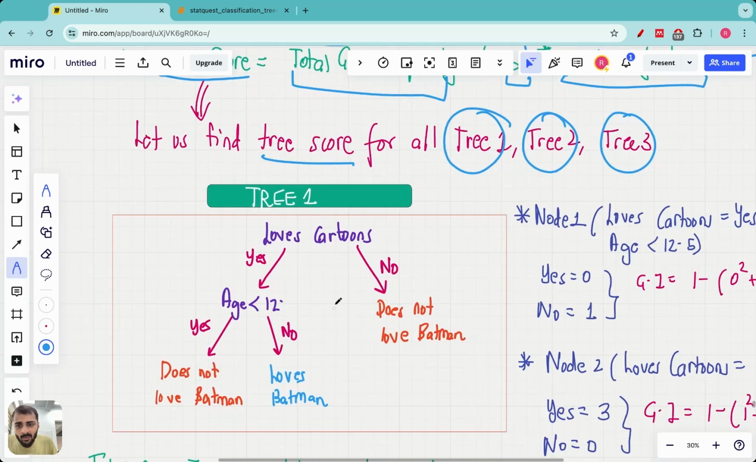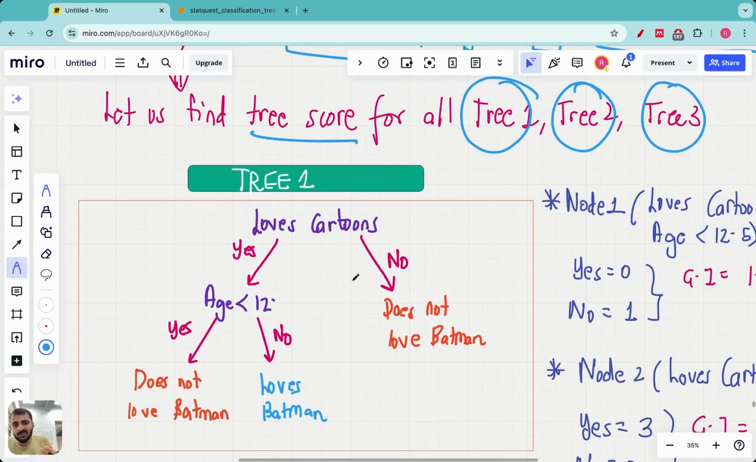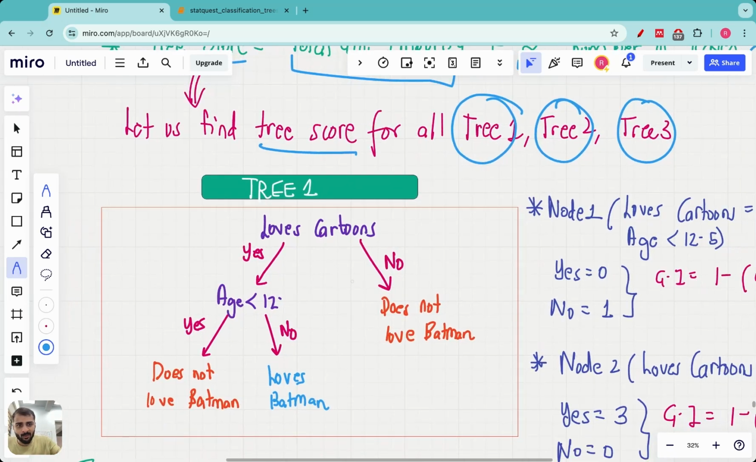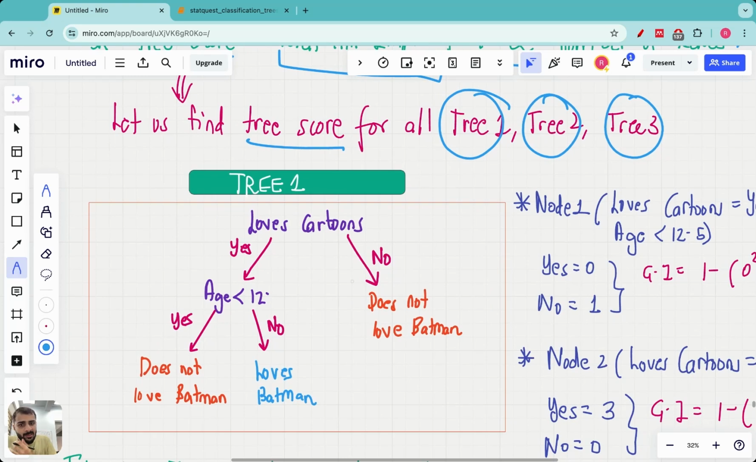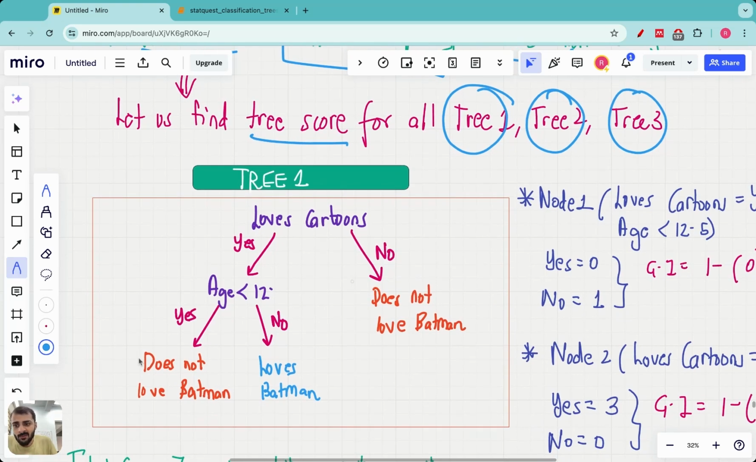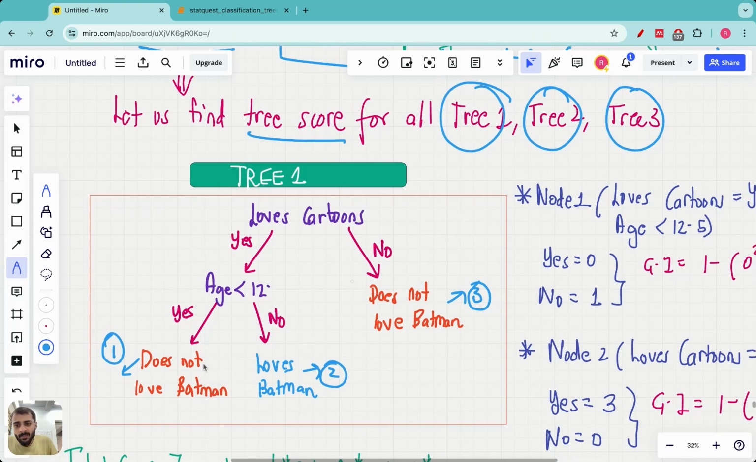So let's compute that. First we are only going to look at tree number 1. This is the optimized decision tree which gives 100% training accuracy. You can check that based on the training data. So to calculate the total Gini impurity, what we have to do is look at the nodes. So this is node number 1, this is node number 2 and this is node number 3, and we have to add the Gini impurity for each of the nodes.